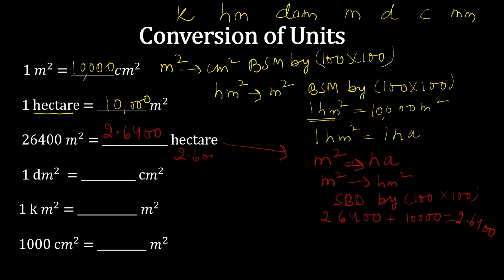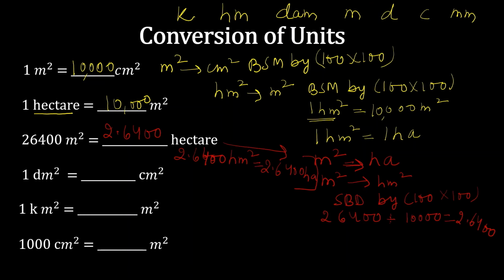2.6400 hectometer square, and 1 hectometer square is 1 hectare. So 2.6400 hectometer square will be 2.6400 hectare. Hectometer square, just write hectare. So this we have solved here.